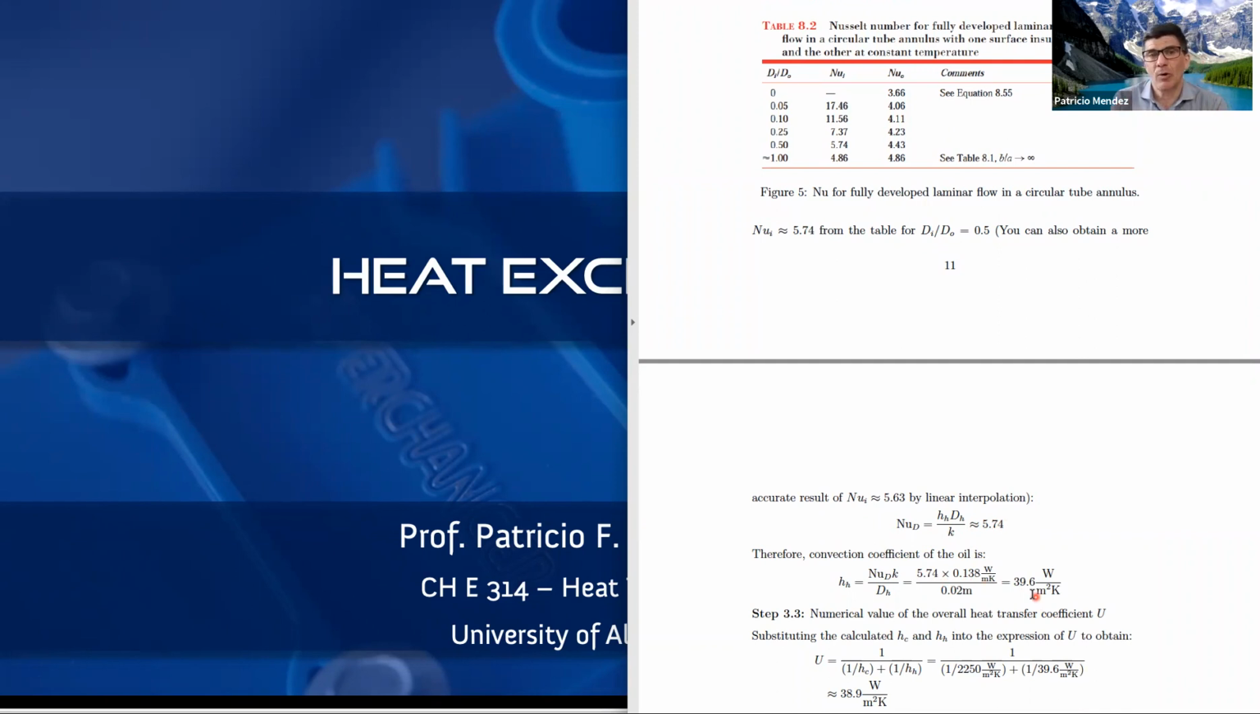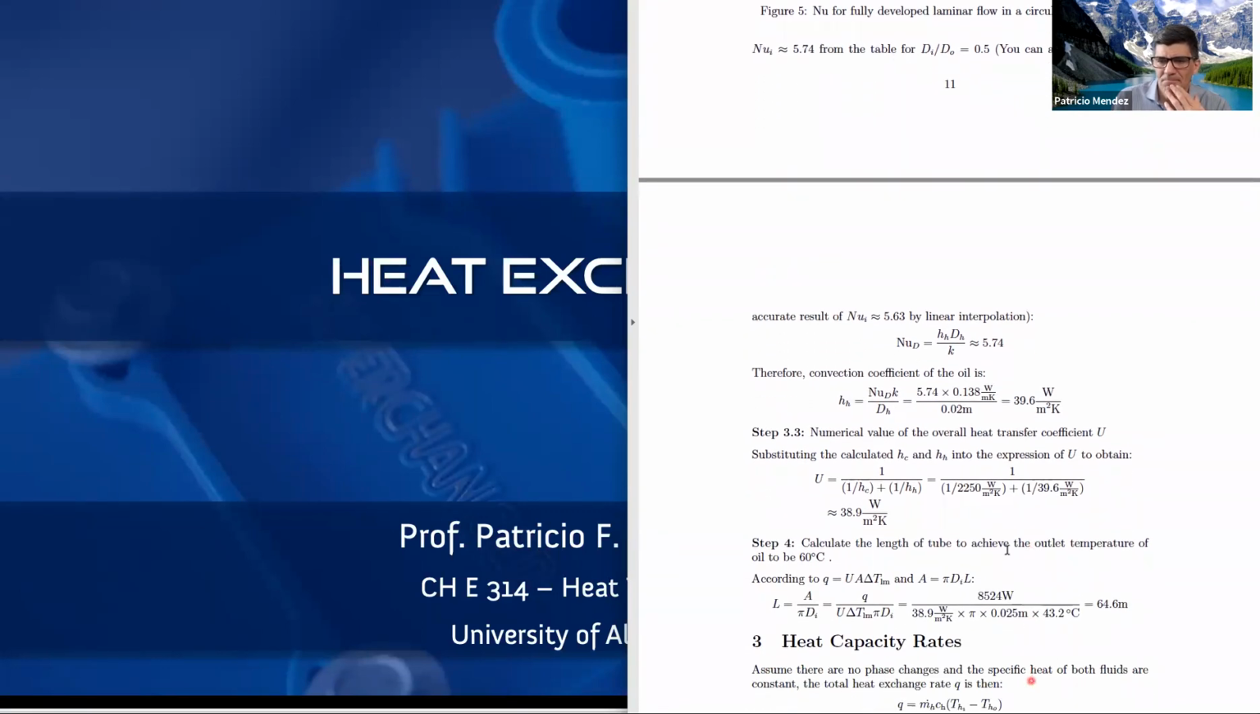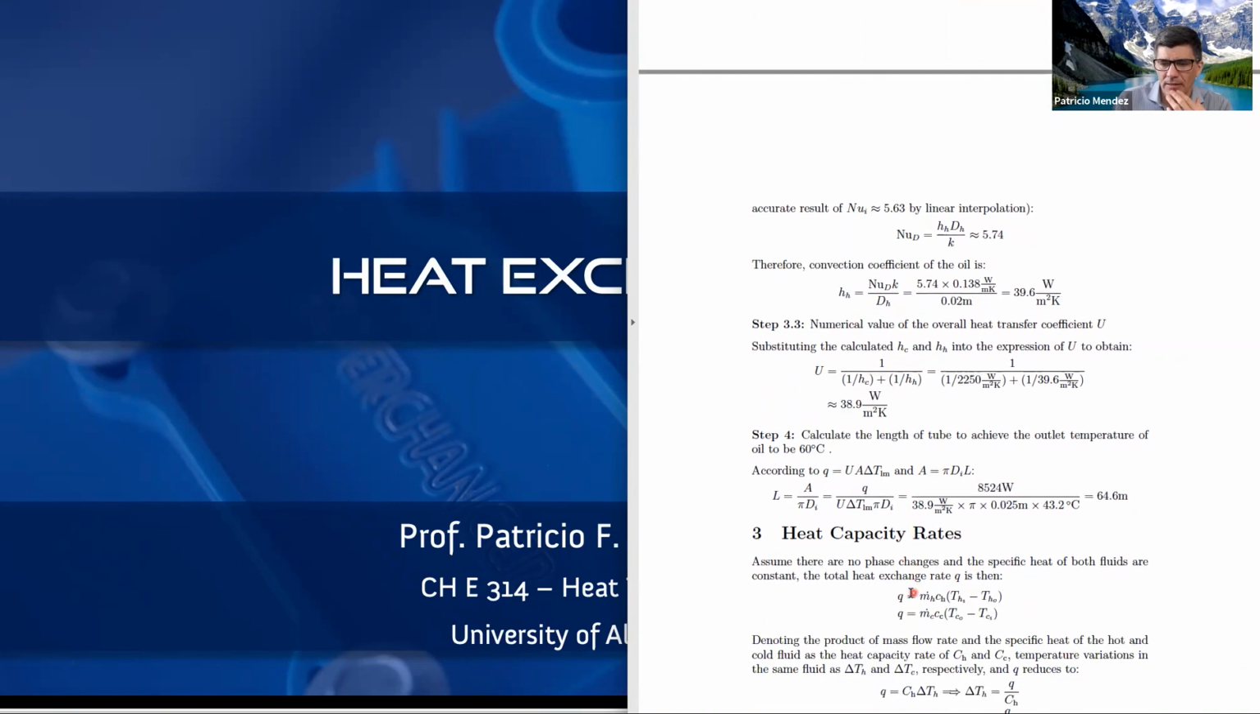That is far less than the 1000 we use for water, right? But oils are so viscous that they're laminar and their heat transfer is not so good. Oils are also very bad heat conductors. So we suck it up, and this is what it is. Based on this, we can calculate the length of the heat exchanger.